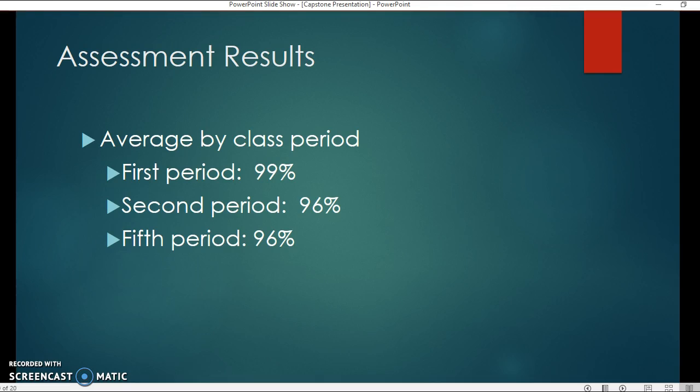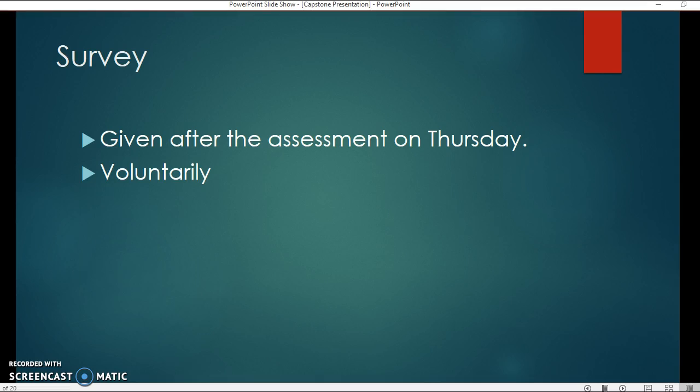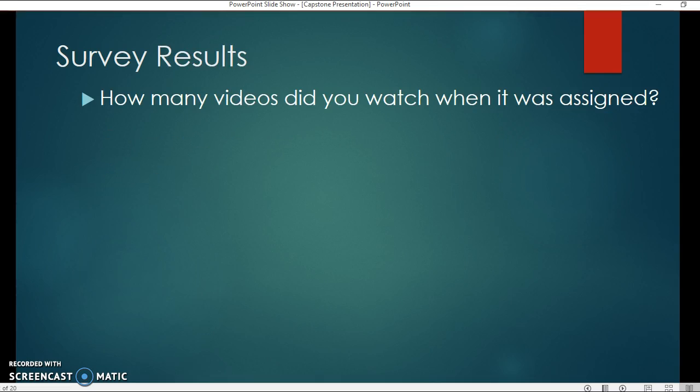Surprisingly, the class that had the highest average on the assessment had the most variance in answers to the survey completed in class. The survey was completed in class after the assessment. 141 students took the survey, which is an 81% participation. Of those that did not take the survey, some were absent the day it was given. A couple of groups took the entire class time for the assessment, and a few just chose not to complete the survey.